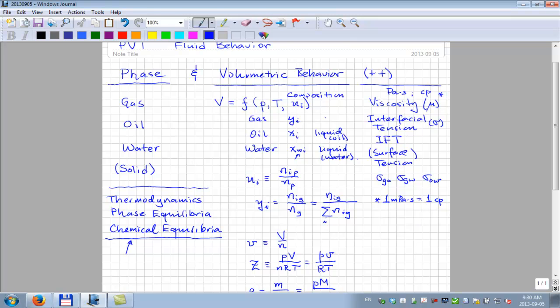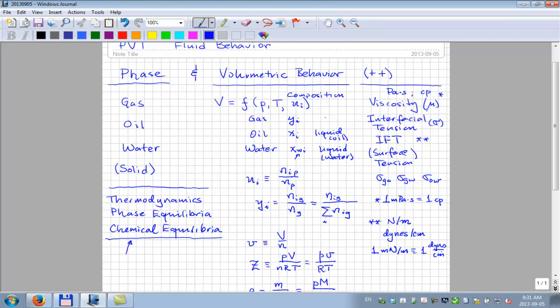I think IFT, interfacial tension, has units of Newton per meter, or in the units that we typically use for petroleum engineering, it's usually referred to as dynes per centimeter. And I believe that this is correct: 1 millinewton per meter is exactly equal to 1 dyne per centimeter. I think that's correct.